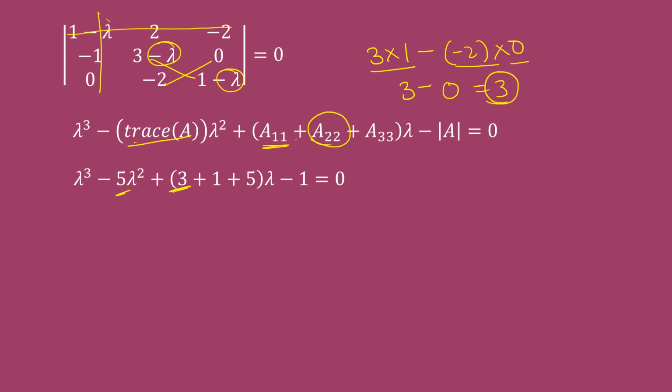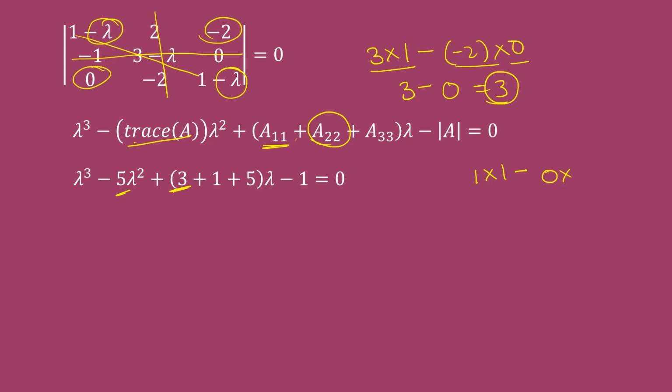A22 is minor obtained by eliminating second row and second column. So if I eliminate second row and second column and I don't look at the minus lambda thing, then I'm going to get A22 as 1 times 1 minus 0 times minus 2, which will be 1. So here we have written A22 as 1. Similarly, you can calculate A33.